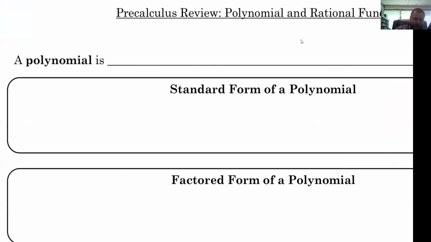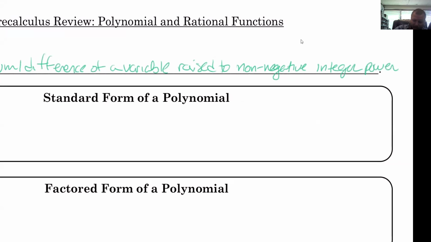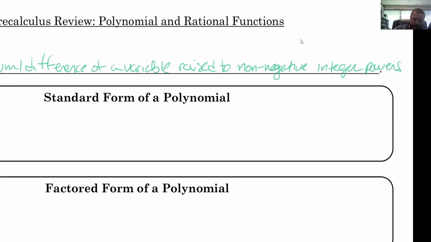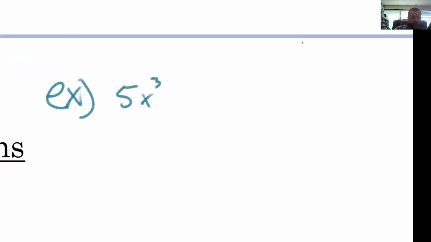So if you want to be really fancy with what a polynomial is, it's the sum or the difference of a variable raised to non-negative, that's basically positive numbers as well as zero, integer values, or I'll just say powers. So for example, if I just kind of said, hey, I have 5x cubed plus maybe 2x squared plus 6x plus 7, this is a polynomial.